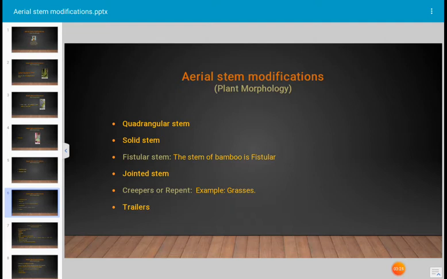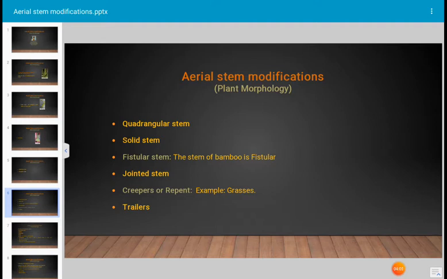Next, fistular stem. The stem of the bamboo plant is fistular because its central portion is hollow. The hollow space at the center of the stem is formed due to disappearance of the pith at maturity of the stem. Such stems are described as fistular stems or hollow stems. Next, jointed stem. The stem is called jointed if it has distinct joints, especially at the nodal region.